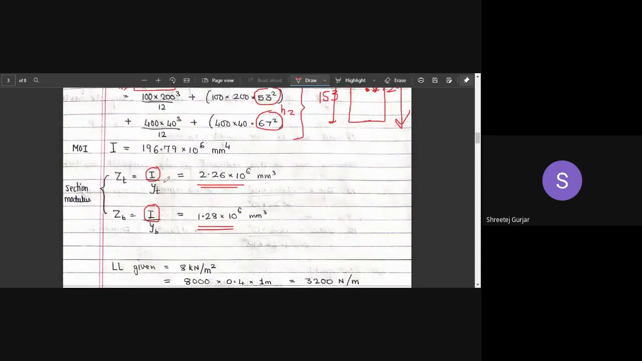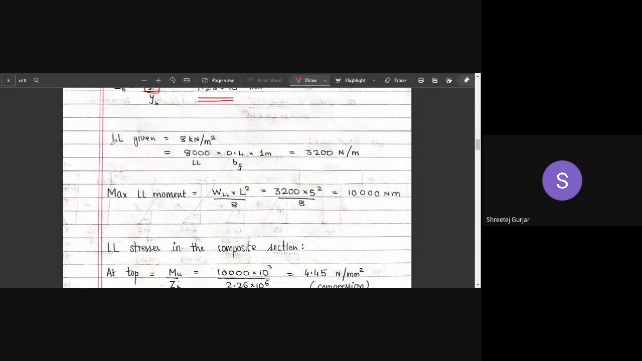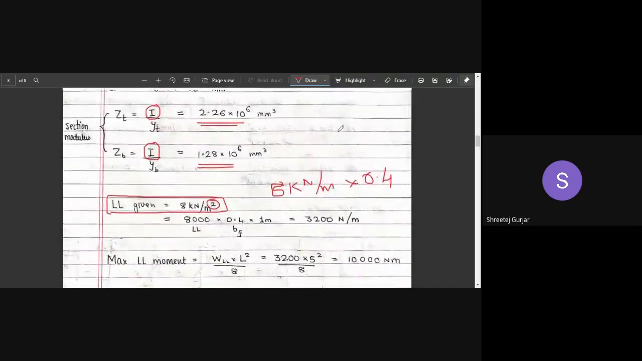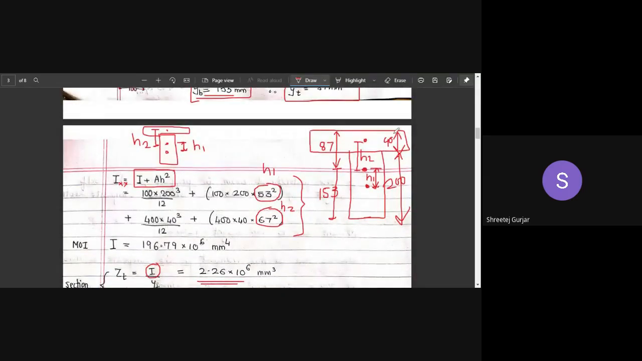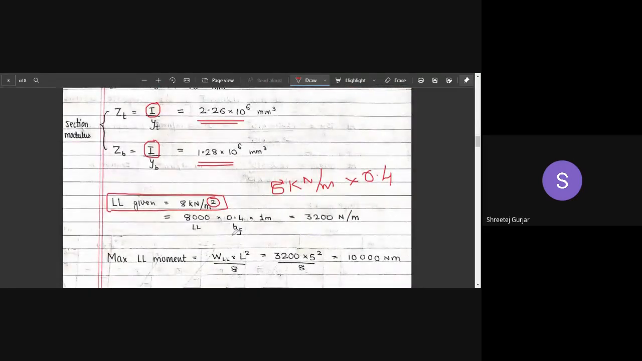Okay. So the section modulus you can calculate similarly. The live load which is given to us is 8 kilonewton per meter square. A live load usually will be given in kilonewton per meter, right? But here they have given per meter square. So what you have to do is multiply by the breadth over here. That is 0.4. 0.4 is the breadth of your top flange. You can see this breadth is 400 mm, right? That 400 mm we have multiplied, and we have got it in kilonewton per meter, right?